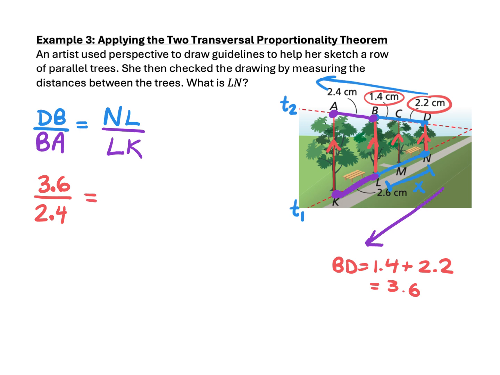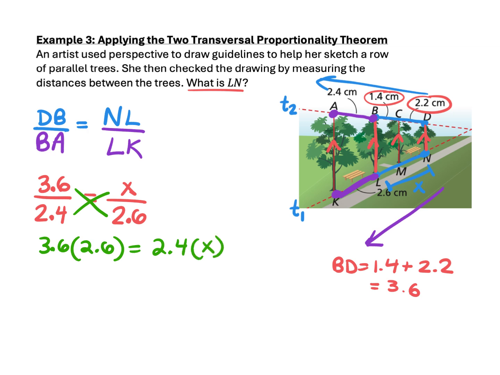And then on the other side, NL is our X value. That's what we're trying to figure out. What is LN or NL? And then that is over the 2.6 LK. So now it's really just a cross product here. So you're going to grab your calculator, take 3.6 multiplied by 2.6, and that's going to equal 2.4 times X.